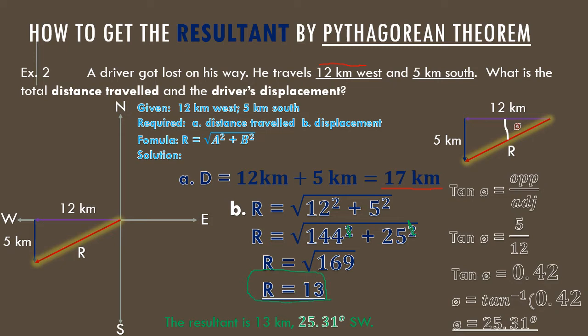So, to get the direction, kukunin natin yung direction ng resultant. So, gagamitin natin tangent. Theta is equal to opposite, which is 5, then adjacent, which is 12. So, tan theta is equal to 5 over 12, or 5 over 12 is equal to 0.42.